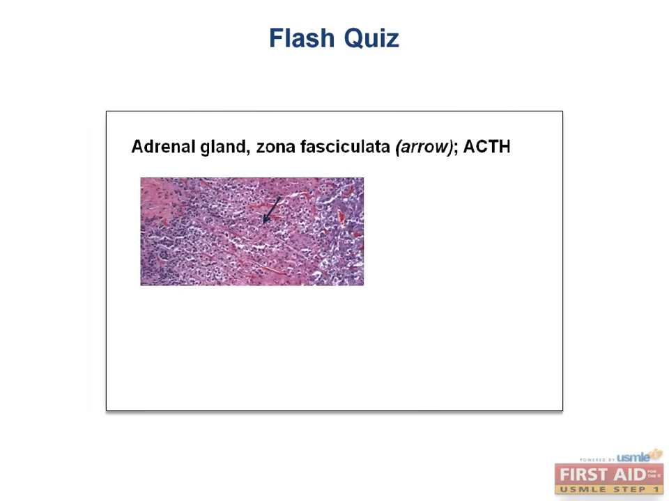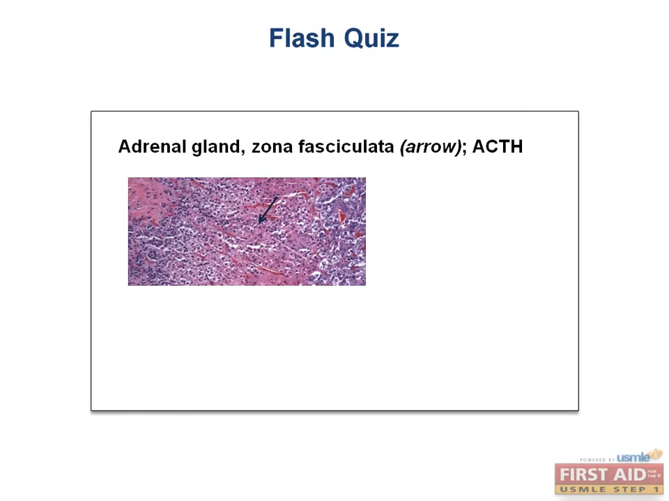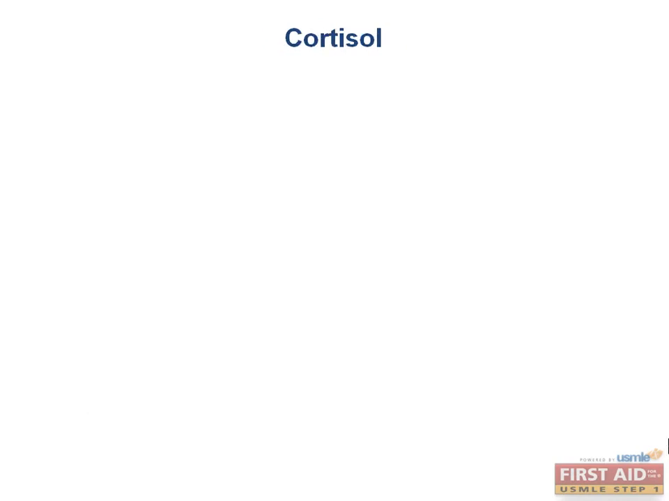Here are the answers. Cortisol is made in the adrenal gland, specifically the zona fasciculata, and ACTH stimulates its production. So let's talk a bit more about cortisol. Once it enters the bloodstream, it is going to be carried by corticosteroid binding globulin, also known as transcortin, which is produced by the liver like many other carrier proteins.